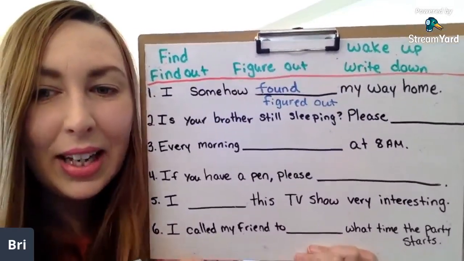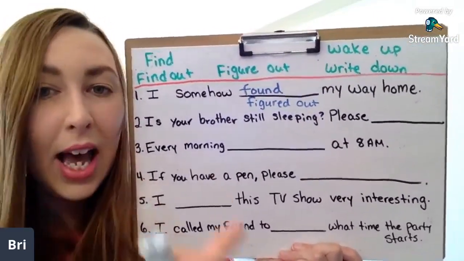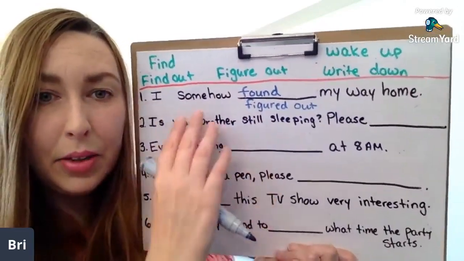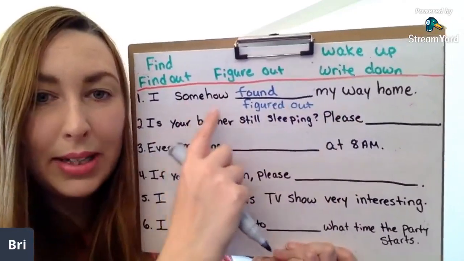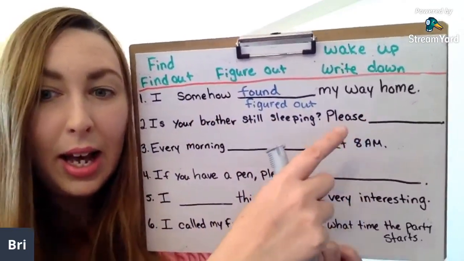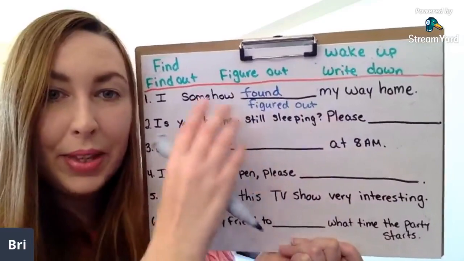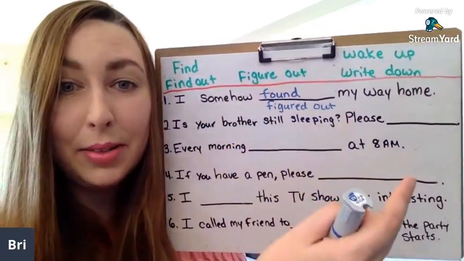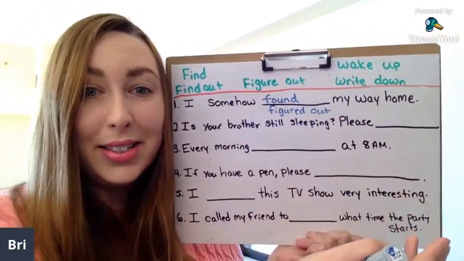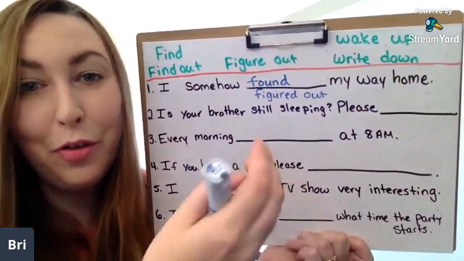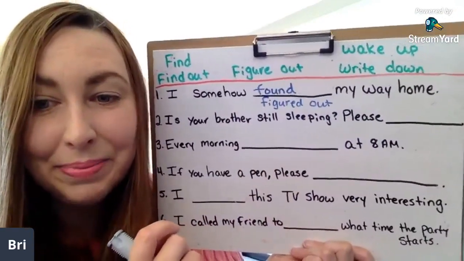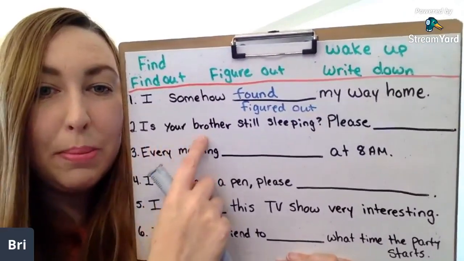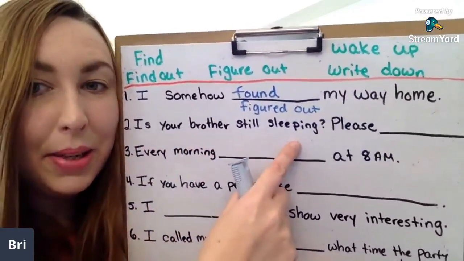Okay. Why do we use past tense? I just decided to use past tense here. You could say I somehow find my way home, I somehow figure out my way home. But it sounds like you're doing it all the time. Maybe in this case, found, past tense, sounds like it happened one time. Okay, you got lost and then you found your way home, or you figured out your way home. Okay, very good.